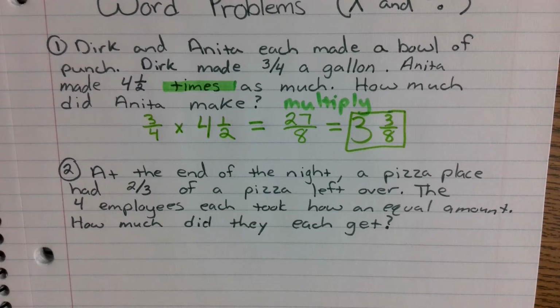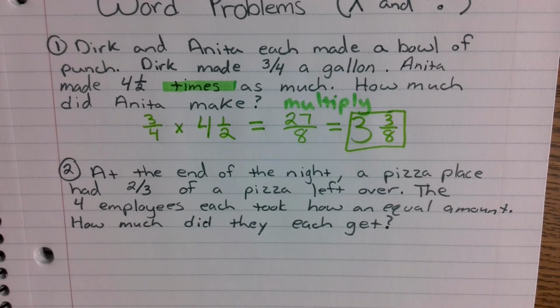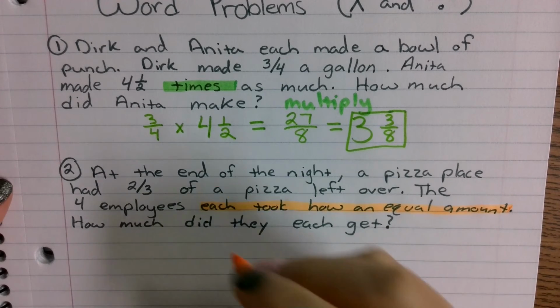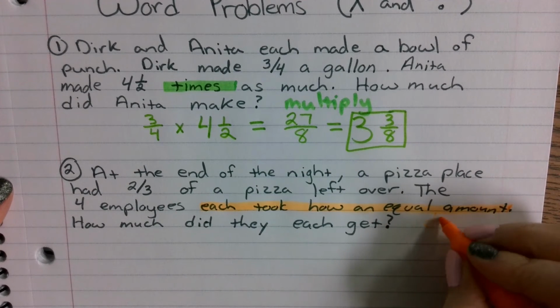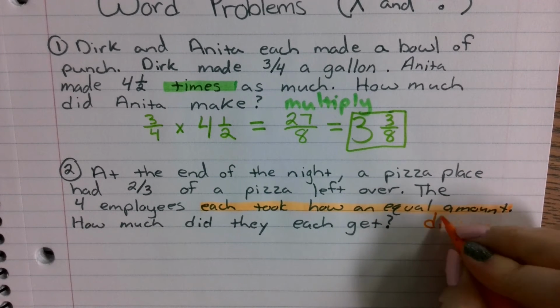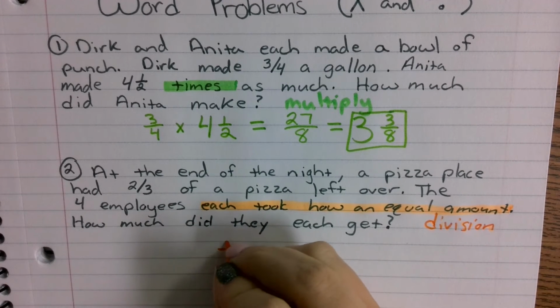Ioani? Divide. Because we are splitting it into equal amounts, right? Everyone each gets to have an equal amount. So when you're splitting things into equal parts, they each took an equal amount. That means it's going to be division. You are going to divide. Okay, so we are dividing.